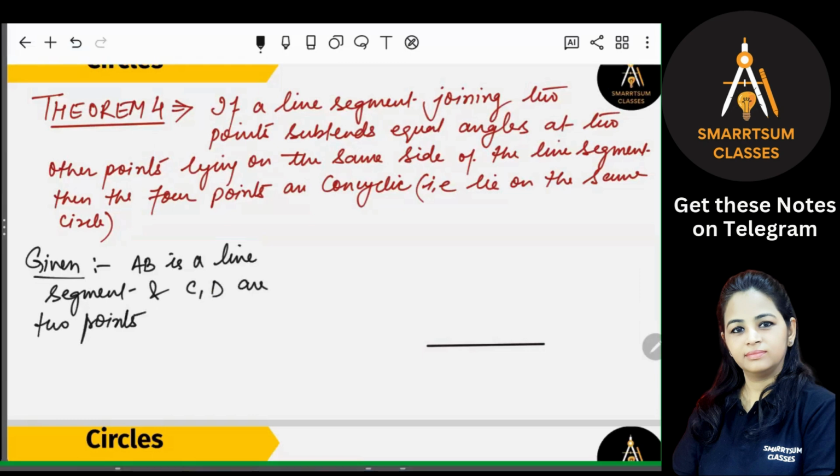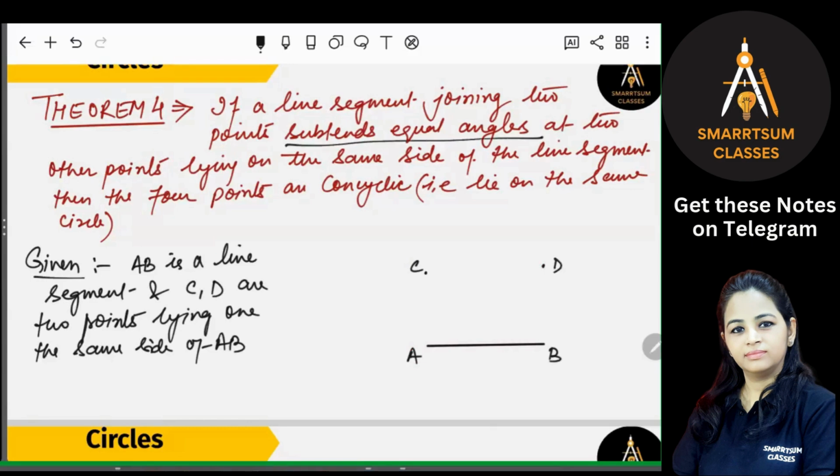Okay. Lying on the same side, according to the theorem, lying on the same side of line segment AB, right? So let's draw 2 points. Let's just mark the 2 points. Suppose this is C. This is your AB line segment, right? And suppose this is your D, such that they are subtending equal angles at these 2 points.